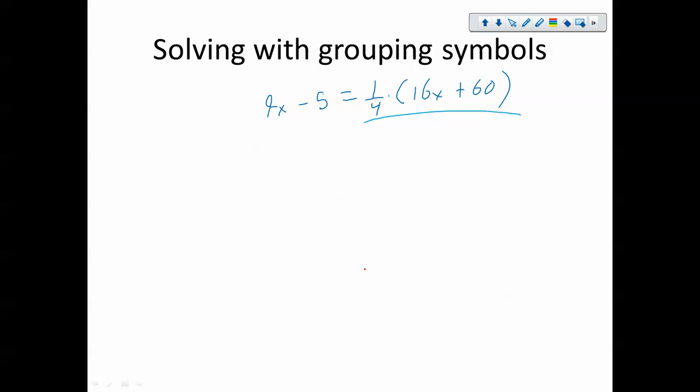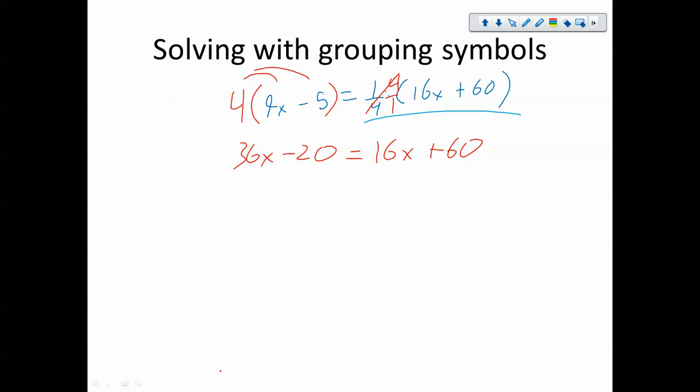Or we can multiply both sides by 4 to eliminate that 1/4. I think what I'm going to do is multiply both sides by 4. You can do either though. So I'm going to multiply this side by 4. And if I'm multiplying both sides by 4, I have to make sure that I'm multiplying every term on the other side. So these 4s cancel. And on the right-hand side, we're left with 16x plus 60. And on the left-hand side, we're distributing the 4, so that's 36x minus 20.